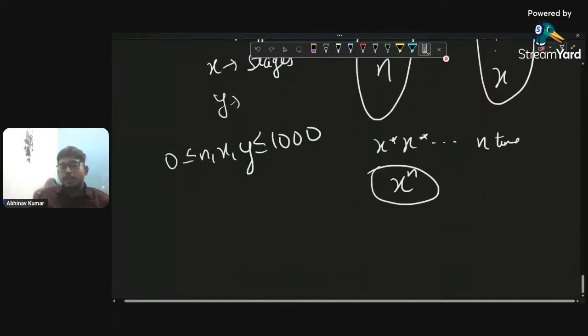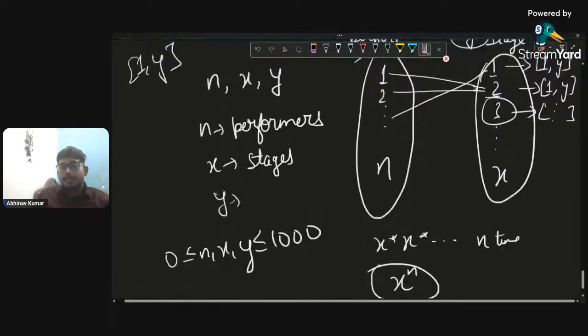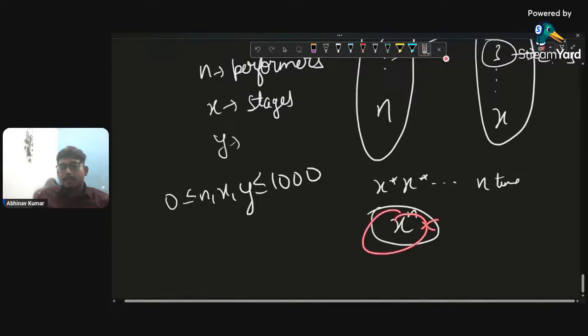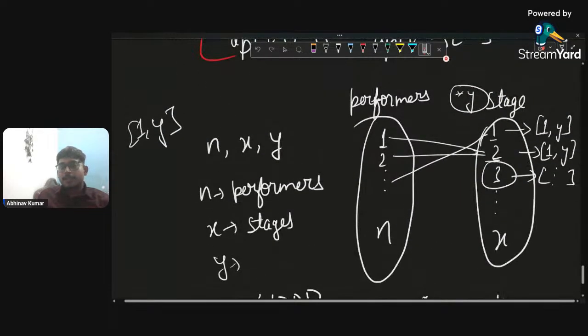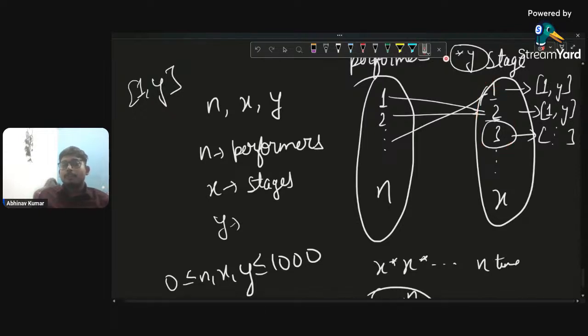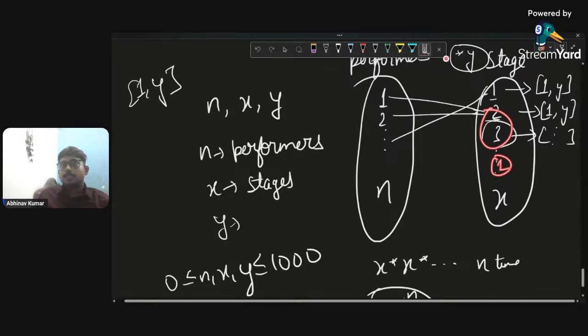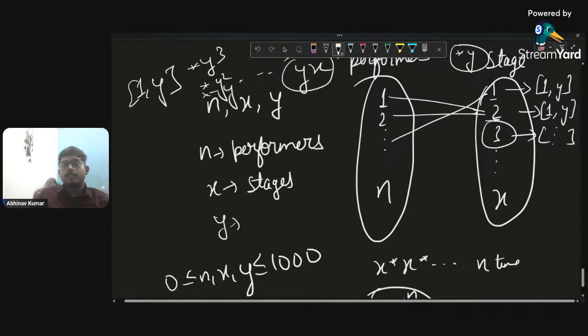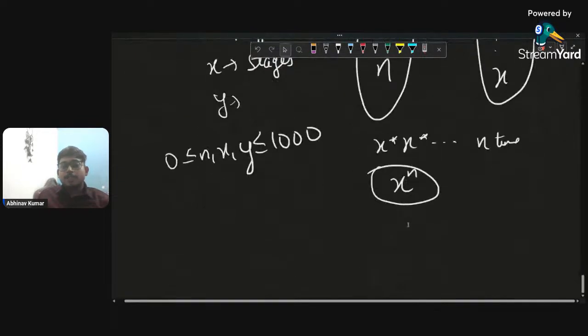I hope you understand. But the problem is, in these x to the power n ways, some of them would have three stages assigned, some of them would have two stages assigned, some of them would have one stage assigned. So you don't know whether it would be multiplied by y cube or y square or y. If all the x stages are assigned, it would be y to the power x. It can be multiplied by anything. If all of them would have been equal, then we would have just multiplied by y to the power some x. But here we cannot do it directly.